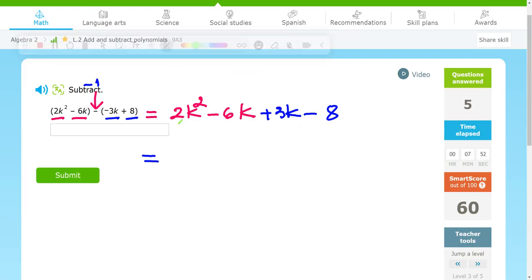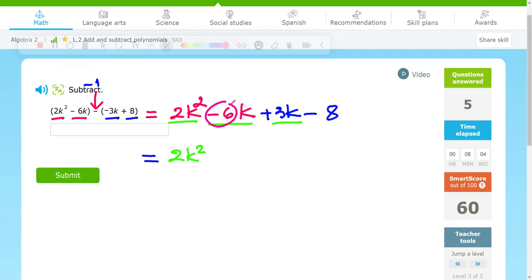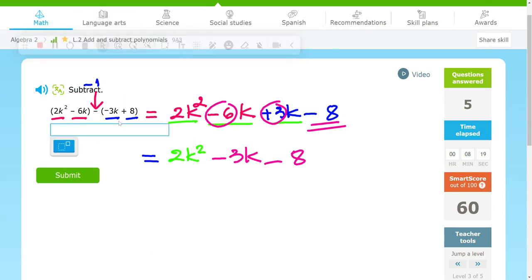Combine like terms: 2k squared. Then subtract 6k plus 3k, subtract 6 and then 3, that is subtract 3, so you put down the k. And at the end over here, negative 8, you cannot combine with anything. That's it. Write it down and you're done.